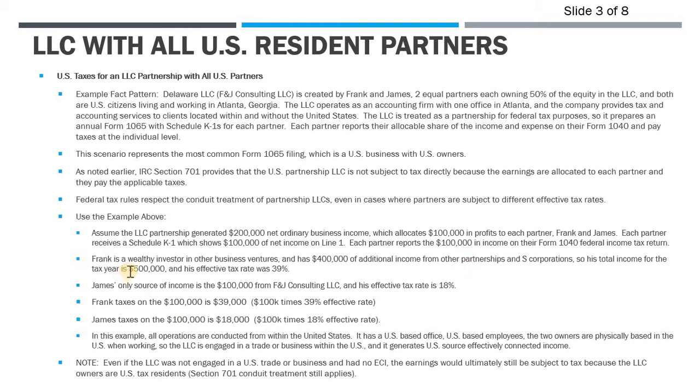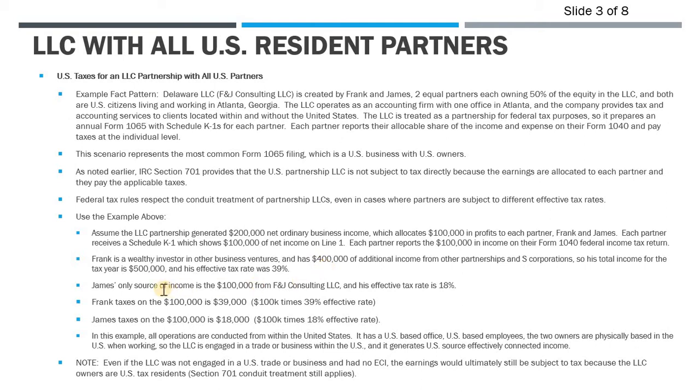Now, Frank, one of the partners, is a wealthy investor in some other ventures. And so he has another 400K of additional income from other investments, right? So if you're looking at Frank's tax return, he's got all this other income coming through other businesses other than this consulting accounting firm. So his total income for the year is, let's say, $500,000, which bumps him up into a very high effective tax rate. So his effective tax rate was 39%, and that's because he makes a lot of money.